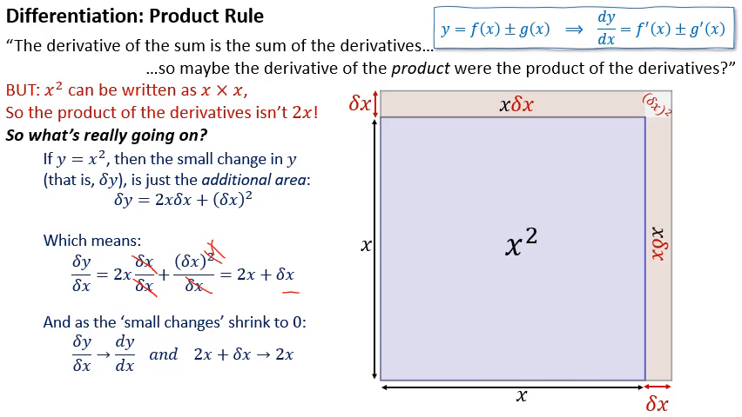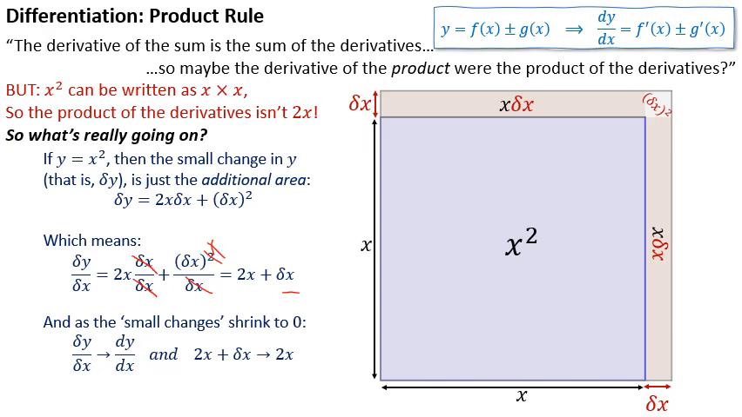And the width of the top one and the height of the one on the right, that's x. But the small change in x is going to shrink so small that those thin strips are essentially going to become like lines. So the rate of change of that two-dimensional shape is one-dimensional.